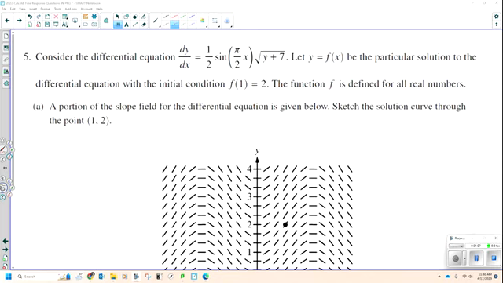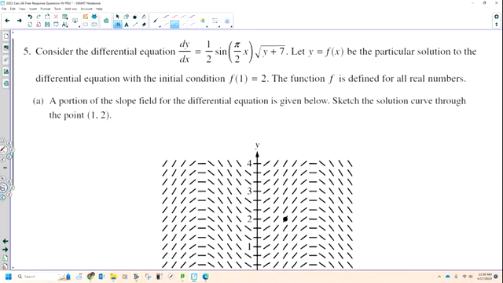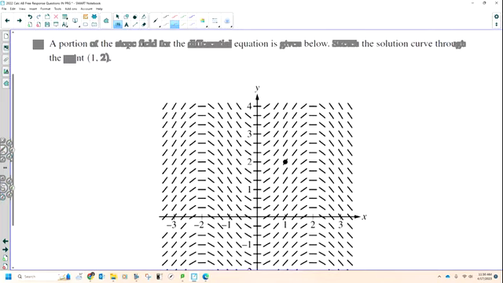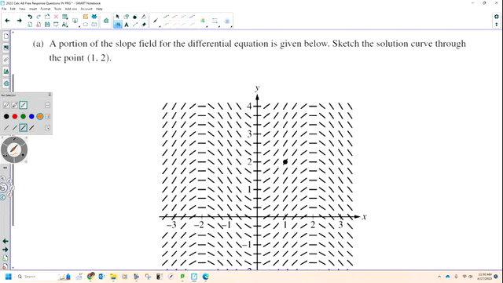All right, so here we go. I'm going to come down here a little bit, and let's pick another color, something that stands out. Orange, maybe? The point (1, 2) is right here. Okay, they gave us that. I hope and pray that all your questions are this easy.